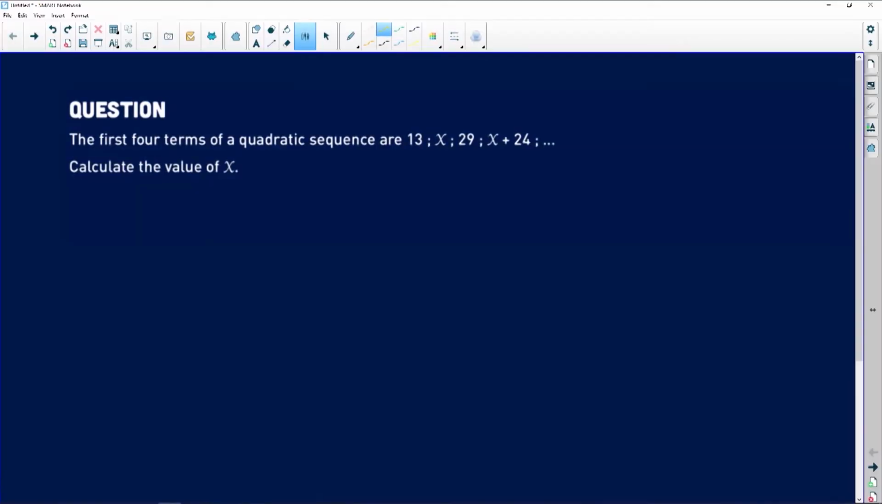Let's jump right into this question and see what the story is with this question. All right, cool. So the question reads as follows. The first four terms of a quadratic sequence are 13, x, 29, x plus 24, and so on and so on. So we are required here to calculate the value of x.